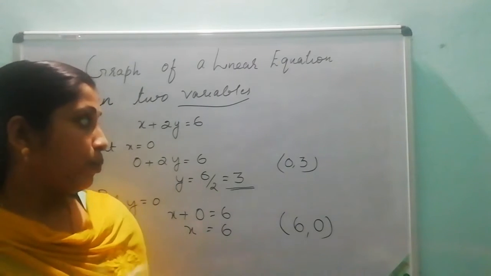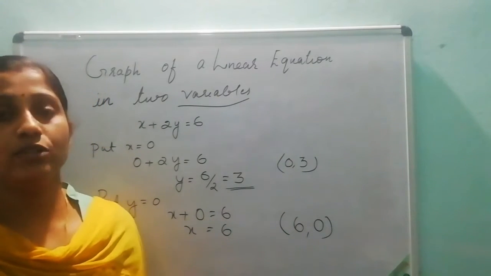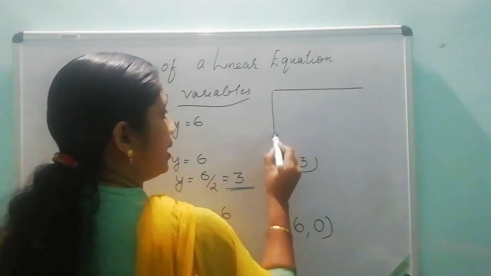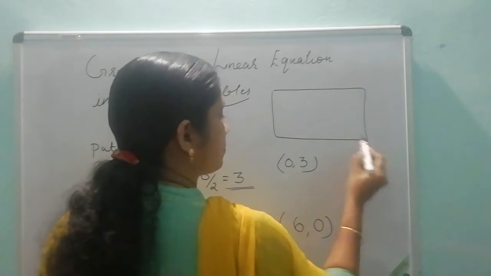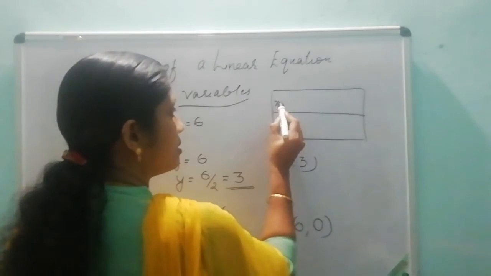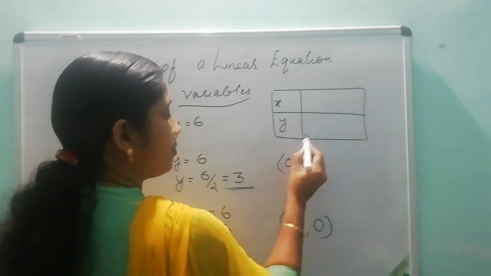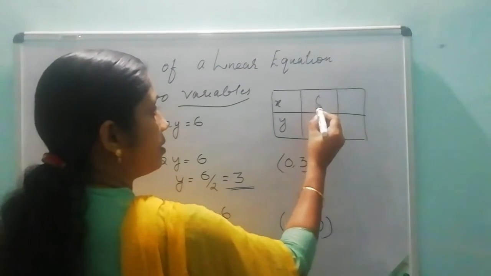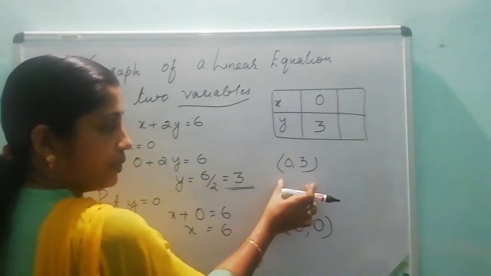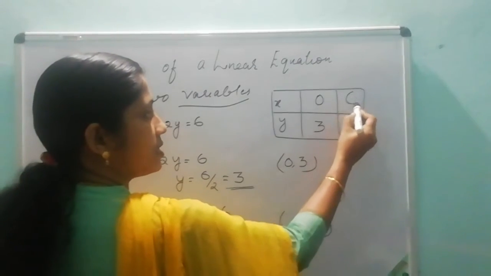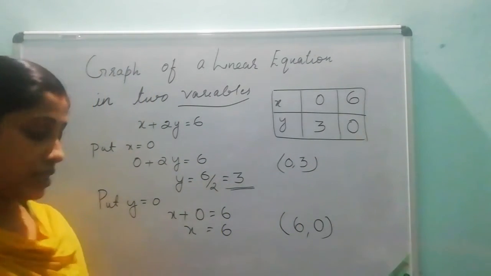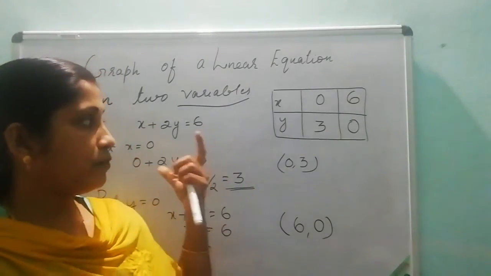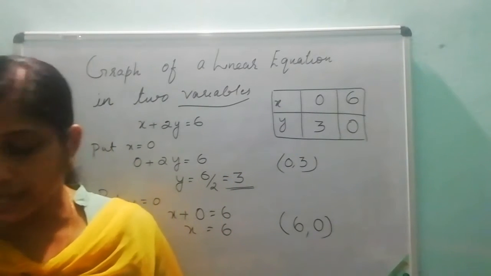Then with these values we can draw a table first. To draw the graph of the linear equation, first we have to draw a table with x and y. Here x is equal to 0, y is equal to 3, first value. Then second, x is equal to 6, y is equal to 0. Thus we got the table. Then we can draw this on the graph paper. You have to take your graph book, write down this question and draw the graph there in the graph book.